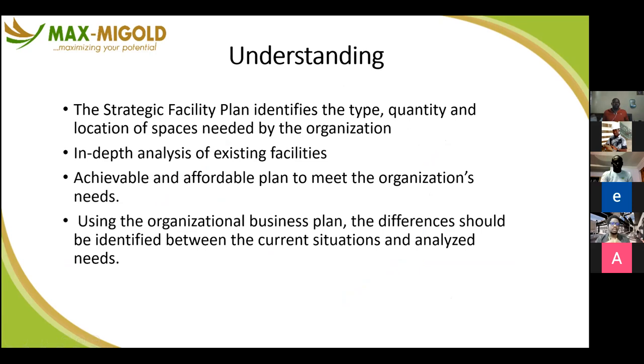So we take these steps in the process of strategic planning one by one. Your strategic facility plan identifies the type, quantity, and location of spaces needed by the organization. What are the various people doing in the organization today? What do they want to achieve? What kind of spaces do they need?